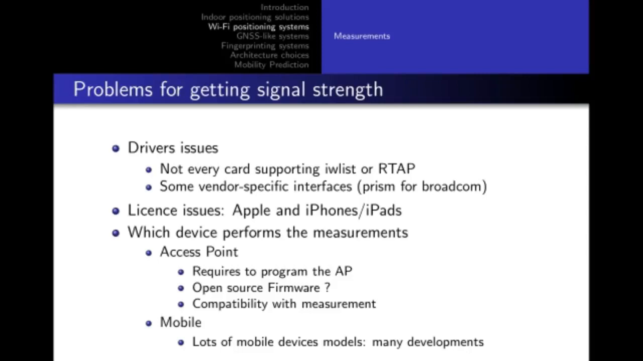Then, given which device performs the measurements, you may or may not have some limitations. Access points may require you to program them, mainly through an open source firmware. You can use OpenWRT for instance, to have access points which are compatible with the measurements. With the mobile devices, your problem will be the large number of mobile device models, so you need as many developments as at least the number of mobile operating system versions you have.